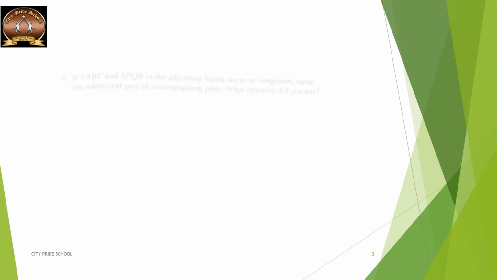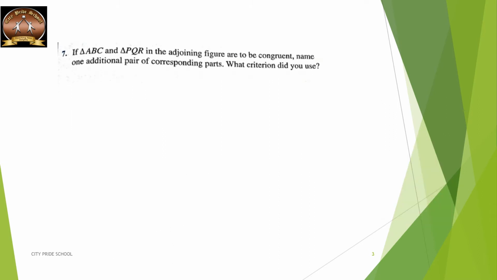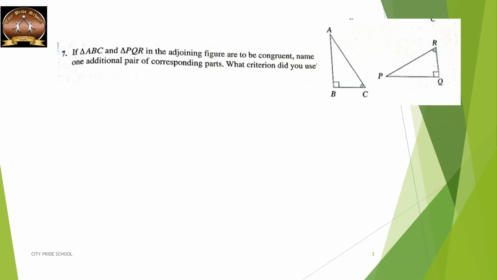So let us come to the next question, question number 7. If triangle ABC and triangle PQR in the adjoining figure are to be congruent, name one additional pair of corresponding parts. Which criterion did you use? So we have a figure here, that is triangle ABC and PQR are given, and they are saying that these two triangles are congruent, that is triangle ABC is congruent to triangle PQR is given.